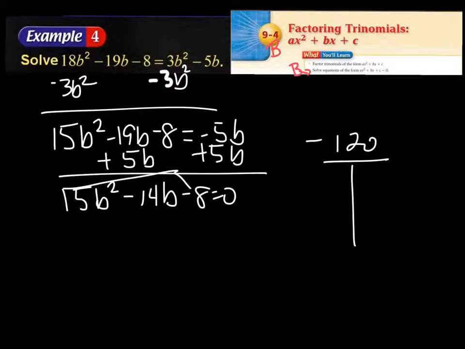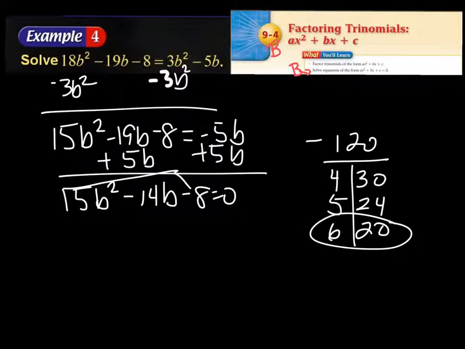Okay, I'm not going to do 1, 2, 3. Let's just start with 4. 120 divided by 4 is 30. Okay, so far I'm 26 apart. 5, 120 divided by 5 is 24, so I'm only 19 apart. We're getting there. 6, oh yeah, 6 and 20. There we go.